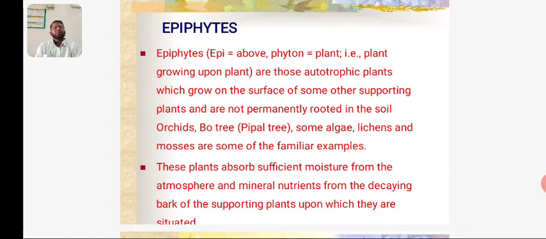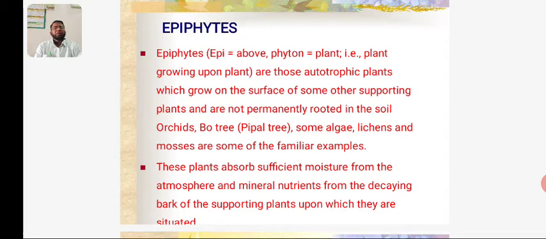Auto means self, trophic means nutrition, meaning they prepare their own food material with the help of the machinery, that is chloroplast, in their bodies, so it is called autotrophic. Epiphytic plants grow on another plant because they do not have a proper root system which penetrates into the soil, so they use another plant for support or for shelter to complete their life cycle.